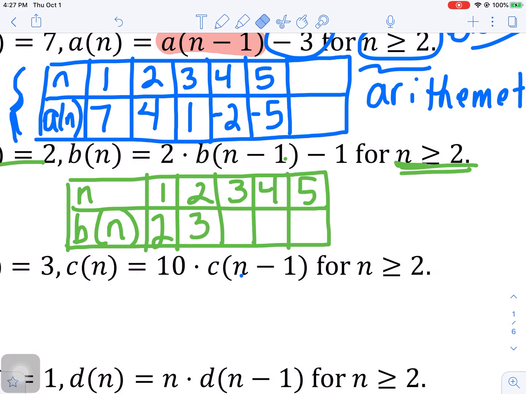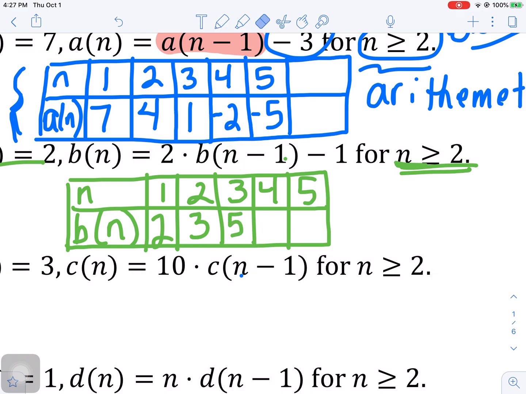And then do it for n equal to 3. Now we'd put a 3 in here. It's telling us to take 2 times the previous term, which would be b of 2, which is 3. So it's 2 times 3, that's 6, and then subtract 1, we'd get 5.